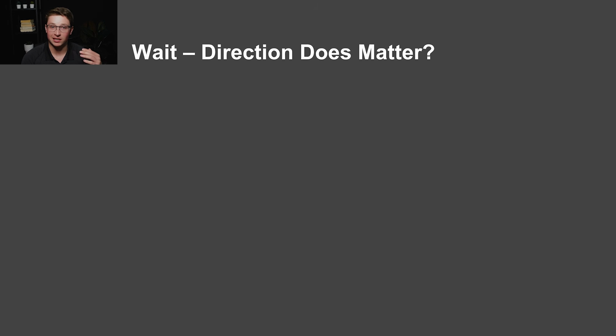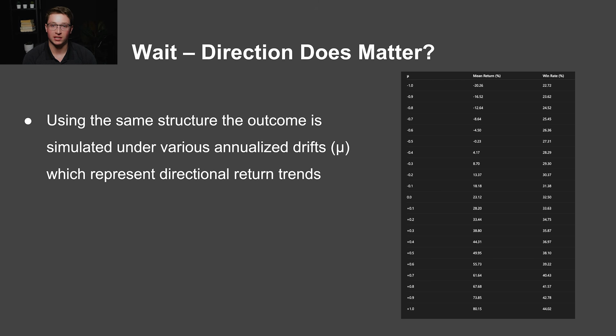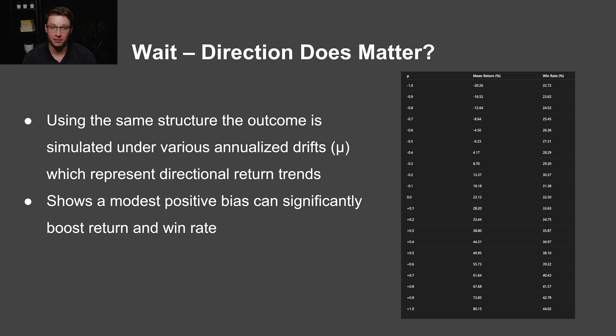I know we said direction doesn't matter, but let's now take a look at how directional bias affects performance. Using the same spread structure as above, we simulate outcomes under various annualized drift assumptions, which represents directional return trends. Here's how the mean return and win rate shift as we change the drift. This shows that while the trade is profitable even with zero directional drift, adding a modest positive bias significantly boosts both return and probability of success.